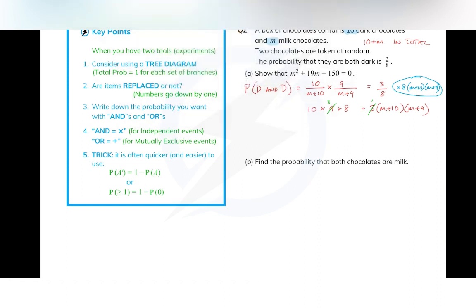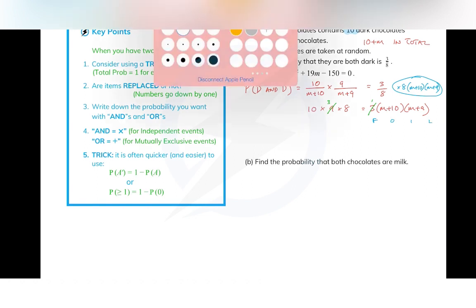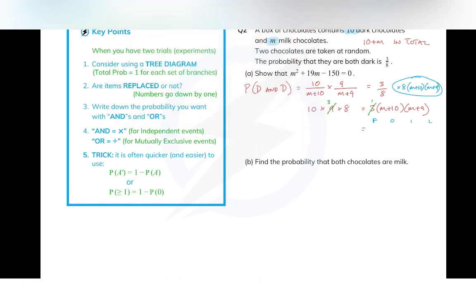Right, let's try and sort this out. So on the right hand side I'm going to use FOIL to multiply out these brackets, and on the left hand side, well, I just get 10 times 3 times 8, 10 3s are 30, 30 8s are 240. On the right hand side I've got m squared, that's the first pair, m times m, the outer pair is m times 9, so 9m, the inner pair is 10 times m, so that's 10m, and the last pair is 10 times 9, which is 90.